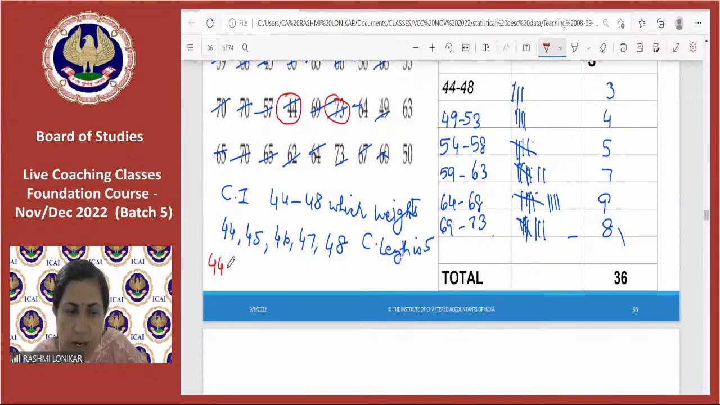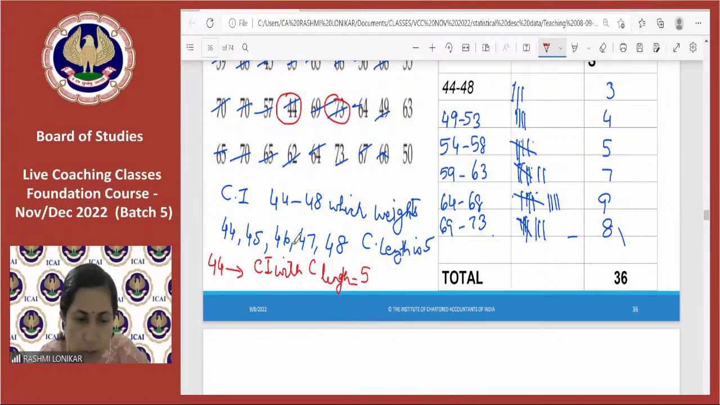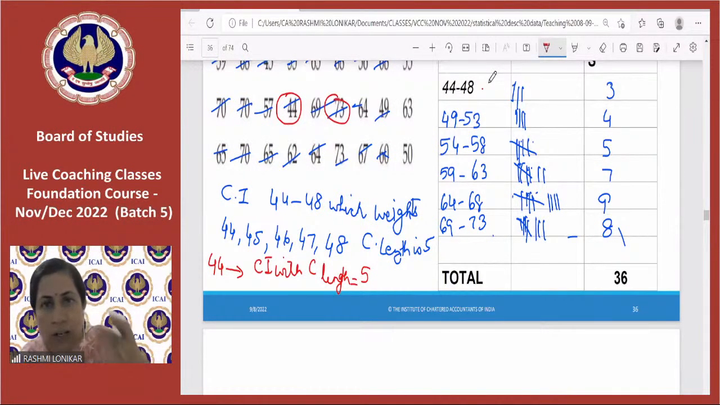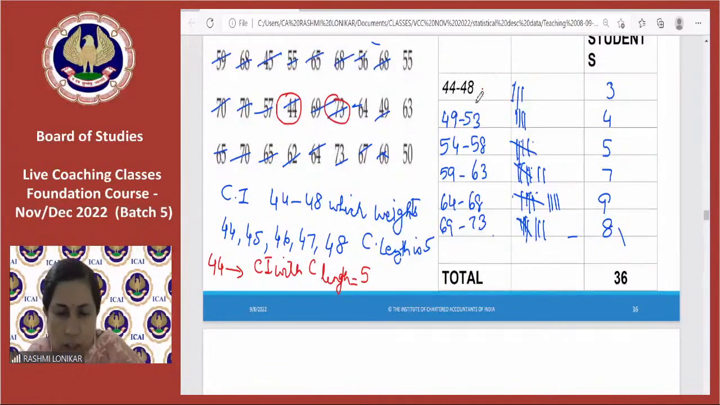So from the smallest number, I need to form a class interval with class length equal to 5. So from 44 I formed 44, 45, 46, 47, 48. So this becomes the first class interval. Once this is over, I go to the next class interval. So up to 48, the weights I have considered, I go next to 49. So 49, then class length is 5, so 53. And where do I stop? Because my largest number is 73, so I am able to find it. Okay.